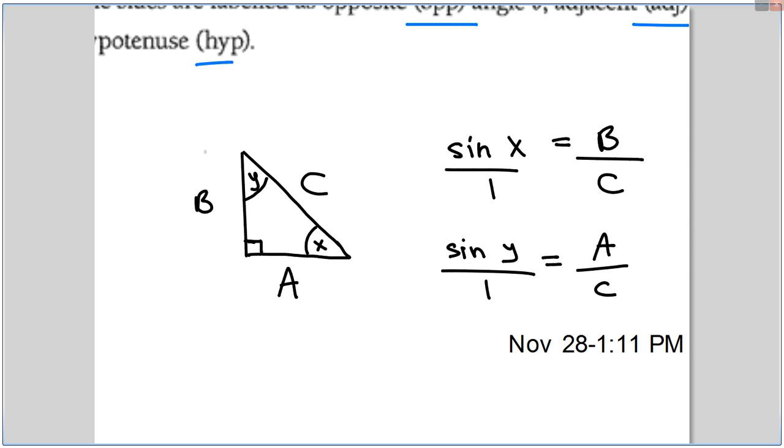The formula always stays the same. It's always op divided by hype. Always. Op divided by hype. But if you use x, B is op. If you use y, A is op. Is that clear?